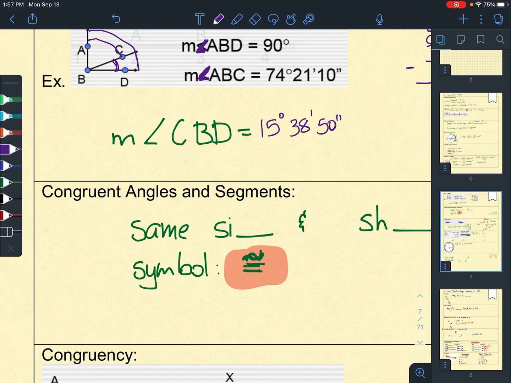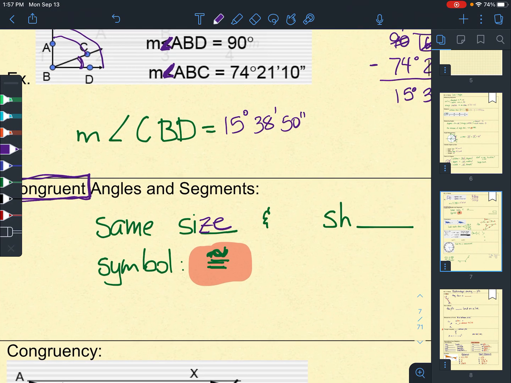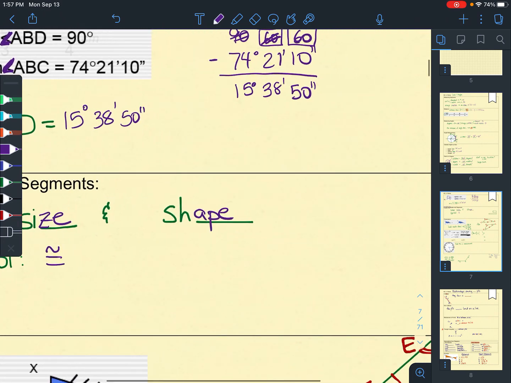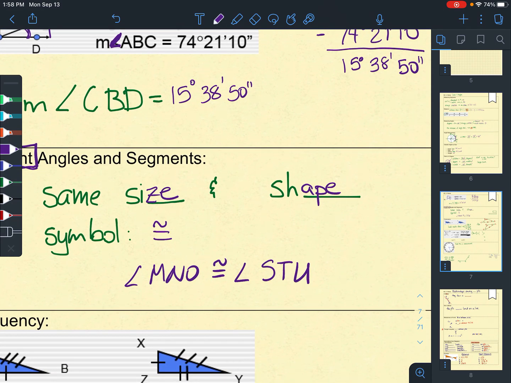This is a word I think I already said: congruent. What does congruent mean? It means to have the same size and the same shape. The symbol looks like an equal sign, but on top of the equal sign we have a little tilde. So, for example, I might have angle MNO is congruent to angle STU. What that means is those two angles have the same size and the same measurement.